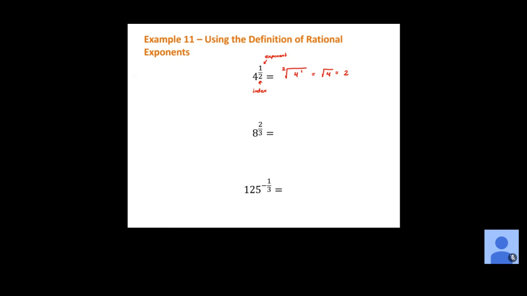So again, anytime you have a fractional exponent, we can rewrite it as a radical. Just make sure the denominator becomes your index, the numerator becomes your exponent, and then if you can simplify that further, then we want to do that.